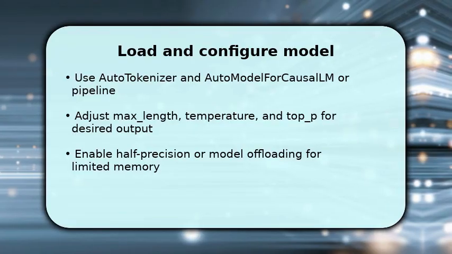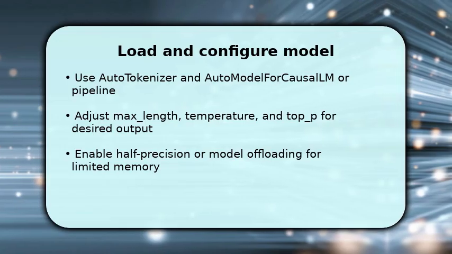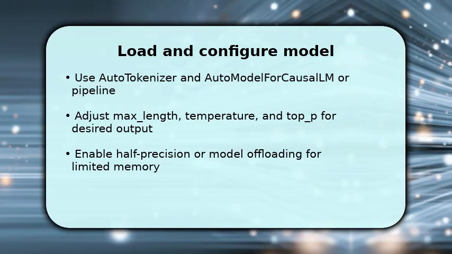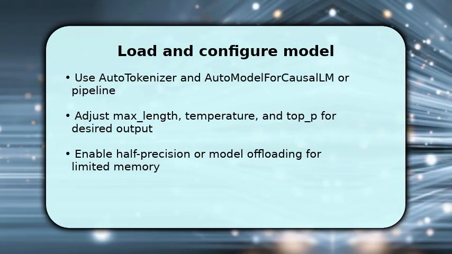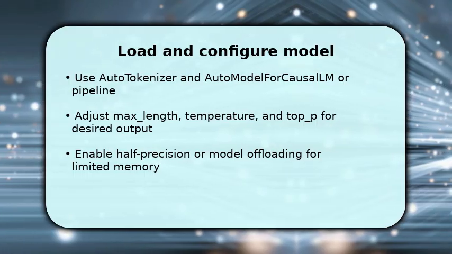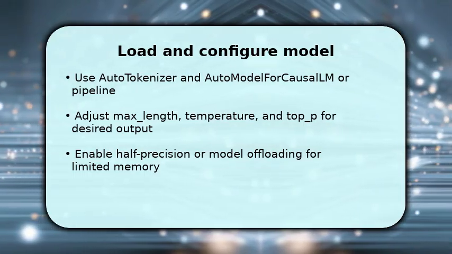Adjusting top P and repetition penalty controls creativity and repetition. If GPU memory is tight, enable 16-bit precision or use model offloading and device map to split layers across devices. Test with a short prompt. Evaluate output quality and iterate on parameters to balance cost, speed, and coherence.